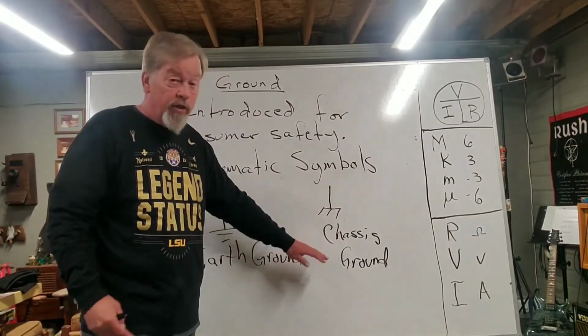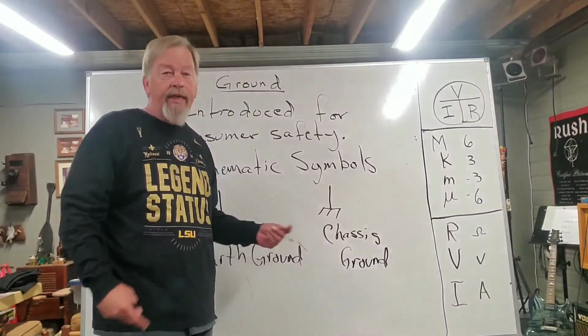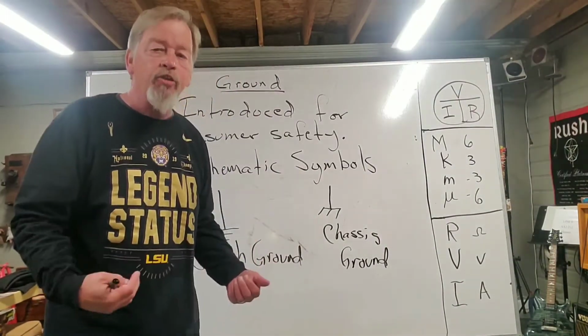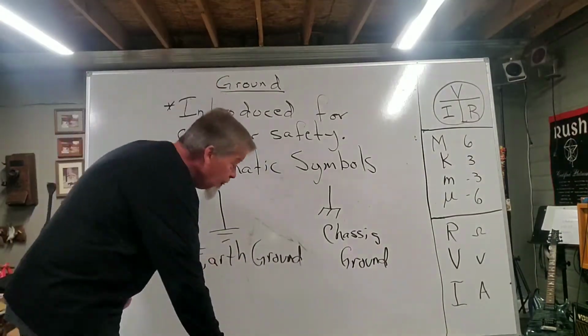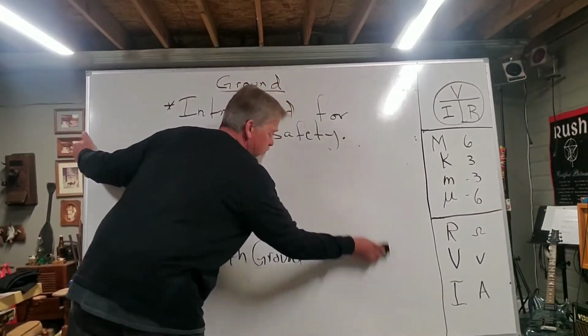So this type of grounding, which is not in the earth, it's insulated by the tires on your car, is called a chassis ground. It is a common point in which to measure voltages. Okay, so let's get that down. Earth ground.